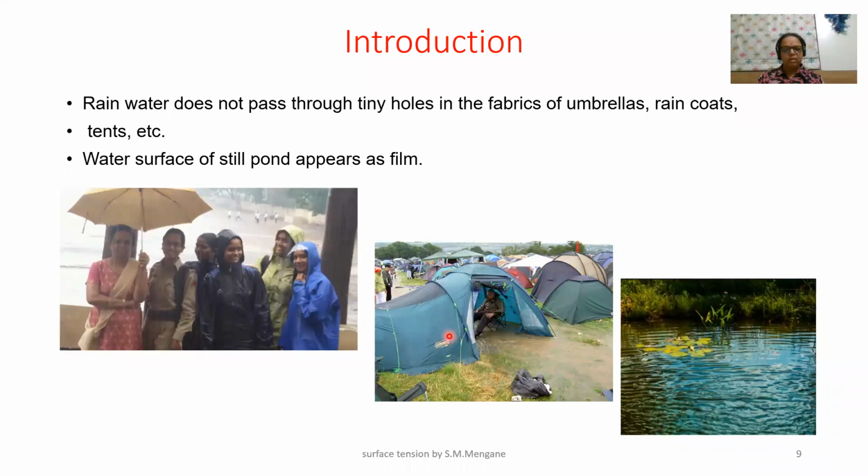In all these examples, observations can be explained on the basis of different types of forces coming into play in all situations. We will try to understand the effect of these forces and their relation to surface tension in liquids. To understand surface tension, we need to know some terms in molecular theory that explains the behavior of liquid at that surface.